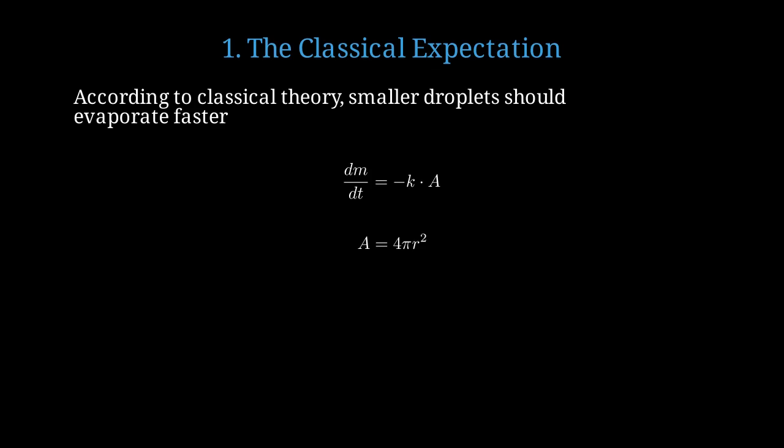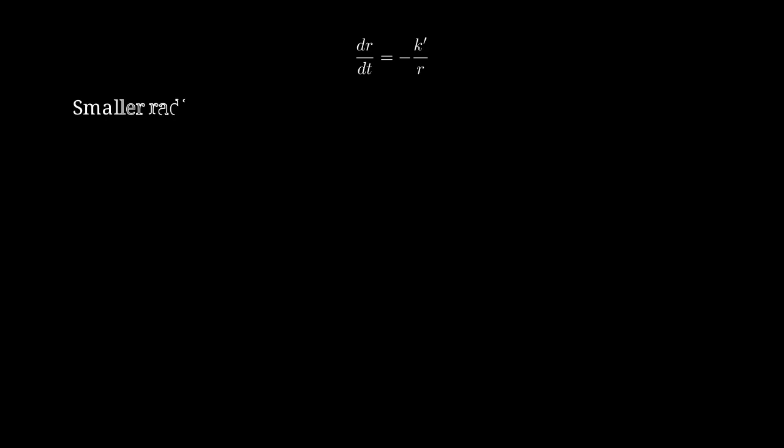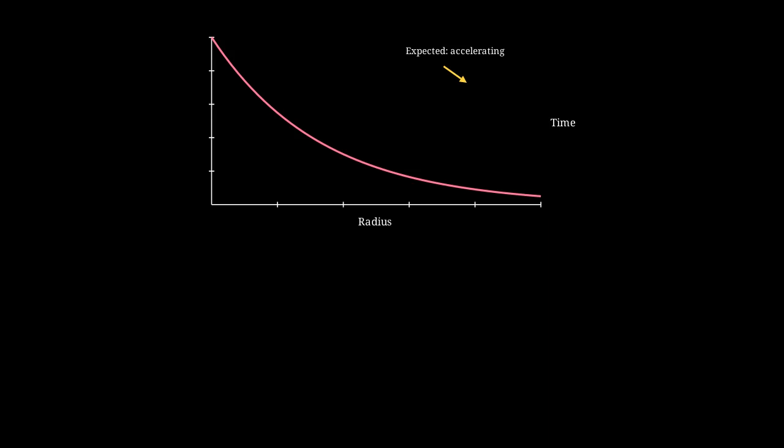For a sphere, the surface area equals 4πr². This means the rate of radius change should be inversely proportional to radius. So smaller radius means faster shrinking, which predicts acceleration of evaporation. This graph shows the expected exponential decay, with the droplet shrinking faster as it gets smaller.